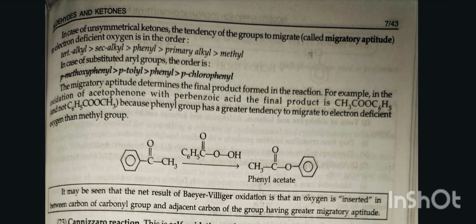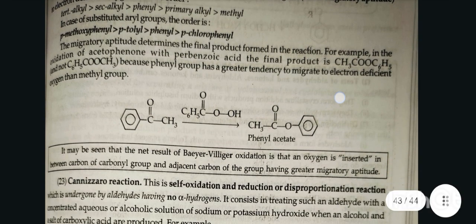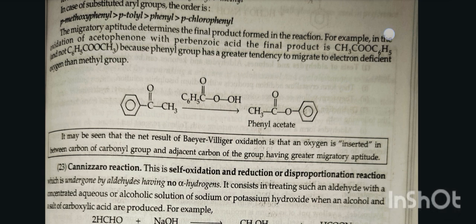electron deficient oxygen is in the order: tertiary alkyl, secondary alkyl, primary alkyl, phenyl, methyl. In case of substituted aryl groups, the order is para-methoxyphenyl, para-tolyl, phenyl, para-chlorophenyl. The migratory aptitude determines the final product formed in this reaction. This is an example of oxidation.